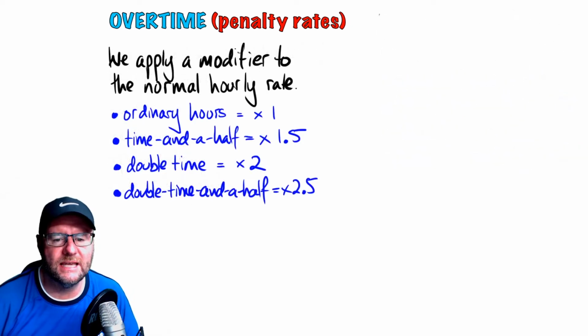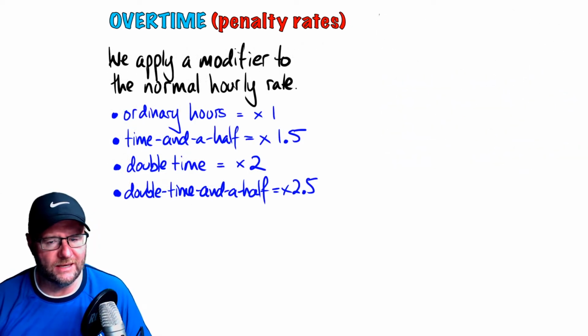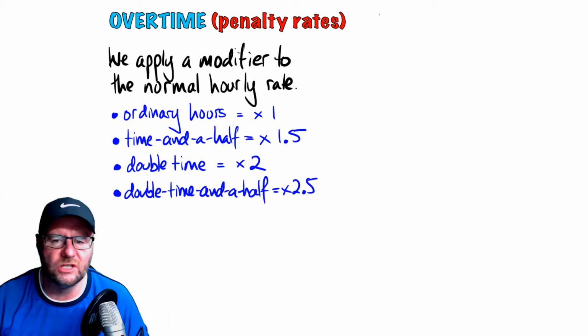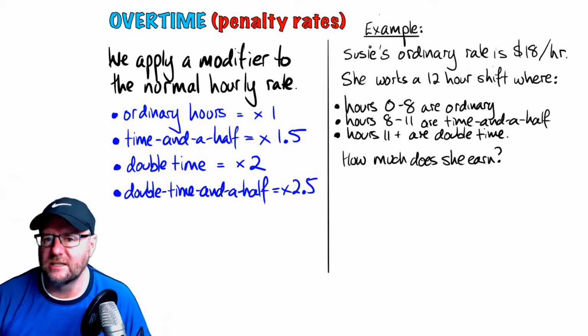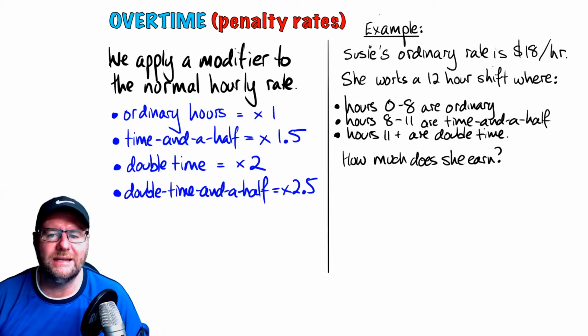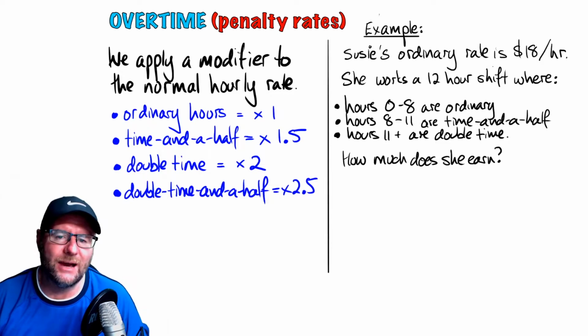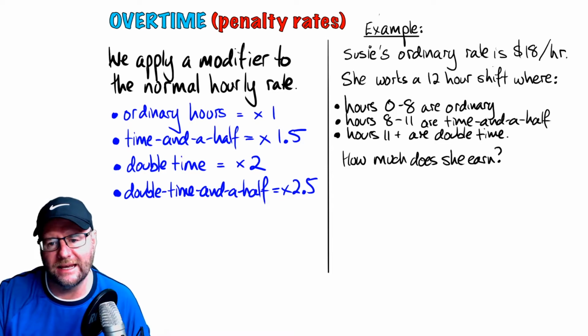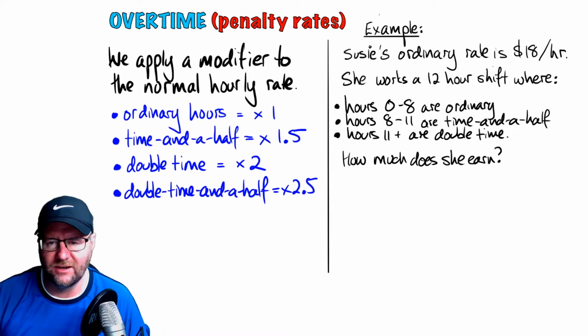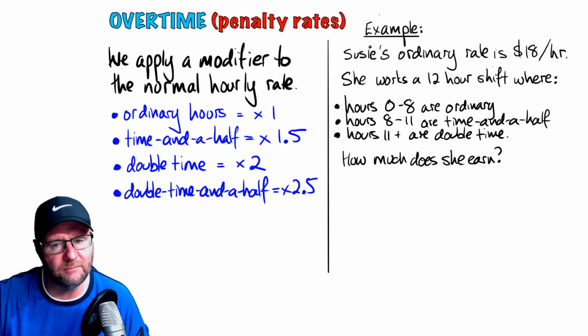So let's have a look at an example of how we can apply these to work out somebody's pay over a shift or a week. In this case, it's a shift. So Susie's ordinary rate is $18 per hour. So without any penalty rates or any overtime, she just gets $18 per hour. So if she works a 12-hour shift, in this case, the first 8 hours are ordinary hours. Now she rolls into overtime. So everything from 8 and above up to 11 is time and a half. And if she goes past 11 hours, she starts to get double time on everything past that.